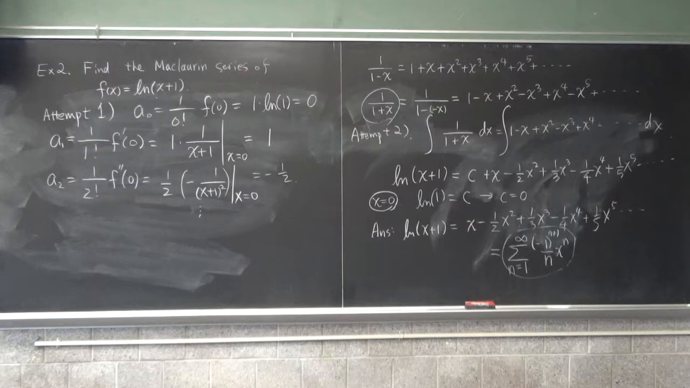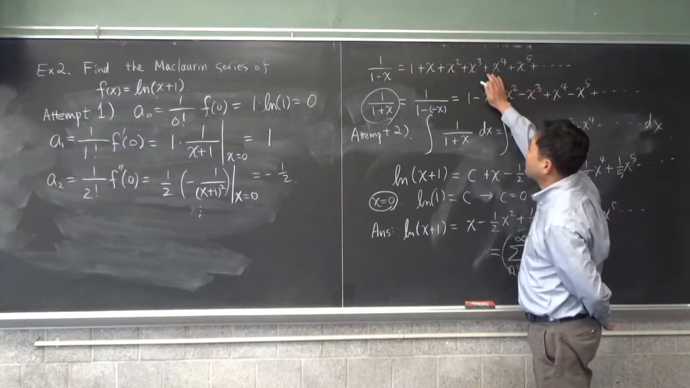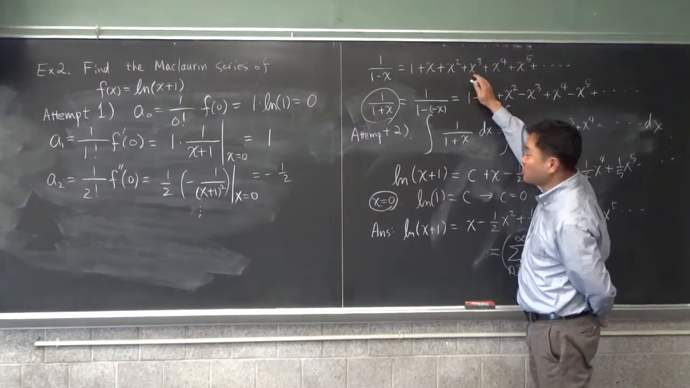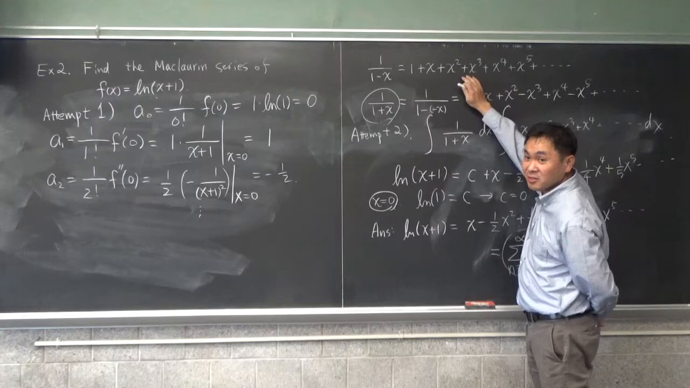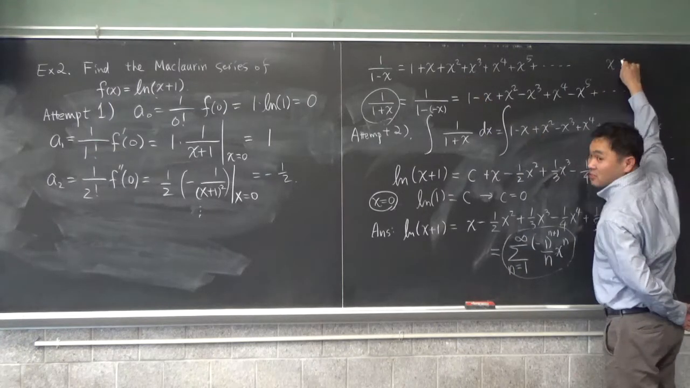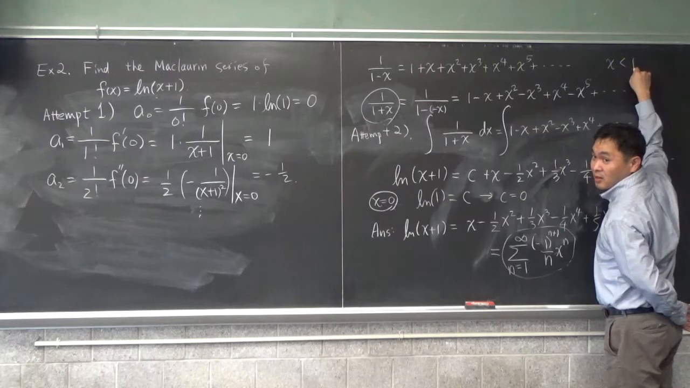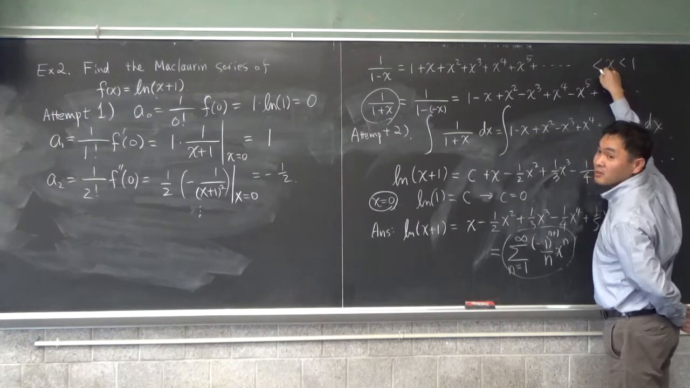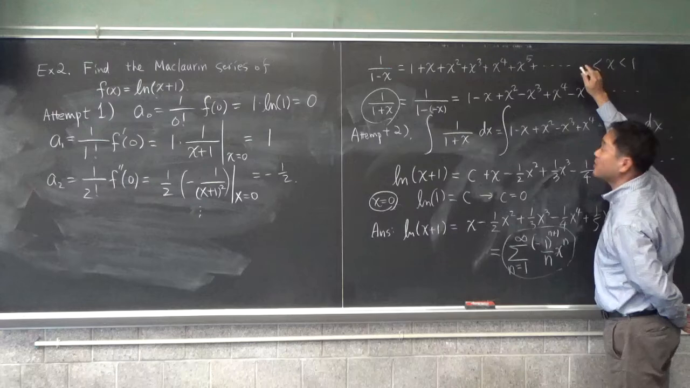Okay, a few more things. When is this valid? This very first one, which brought all this. When is this valid? When x is less than 1, yes, and then bigger than negative 1.